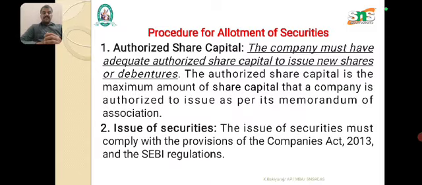Procedure number 1, authorized share capital. The company must have adequate authorized share capital to issue the shares or debentures. The authorized share capital is the maximum amount of shares that the company is authorized to issue as per the memorandum of association. Procedure number 2, issue of securities. The issue of securities must comply with the provisions of the Companies Act 2013 and the SEBI regulations.